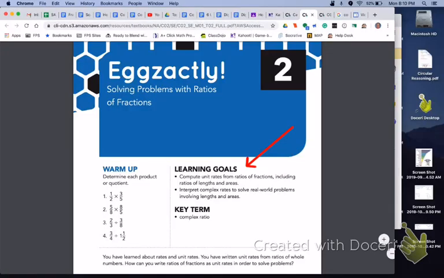Hi class, in lesson 2 you will be solving problems with ratios of fractions. Learning goals for today: you will compute unit rates from ratios of fractions, including ratios of lengths and areas, and interpret complex rates to solve real-world problems involving lengths and areas. A key term to look for in lesson 2, complex ratio.